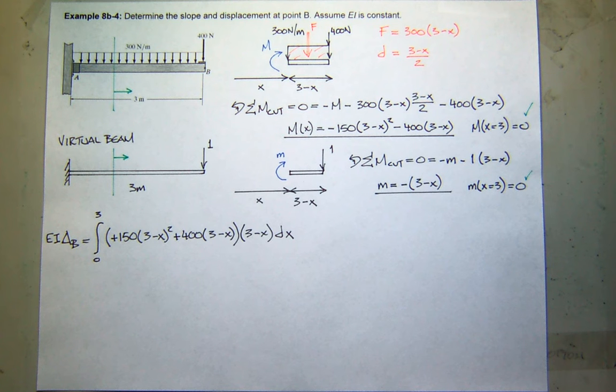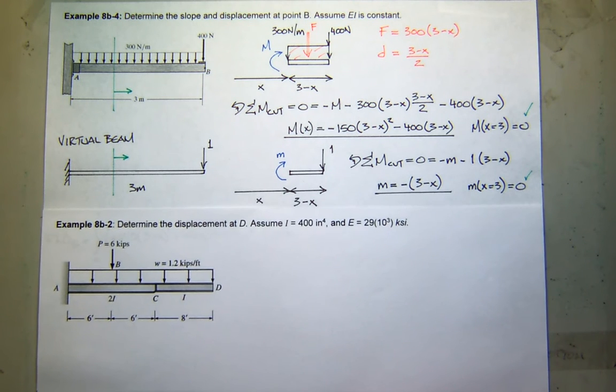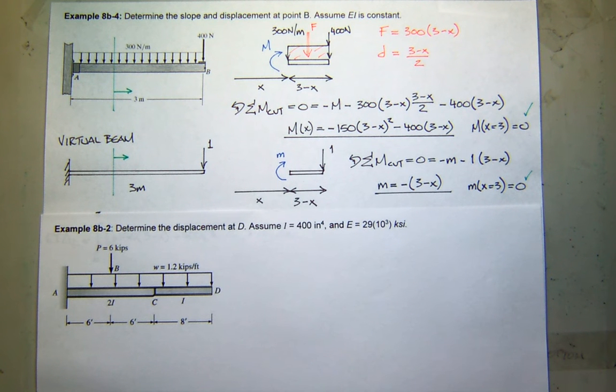So, are E and I ever not going to be constant? They can be. Since you brought that up, there was another problem I was going to work today that I decided not to do. It looks like this. As you notice, I is not constant.